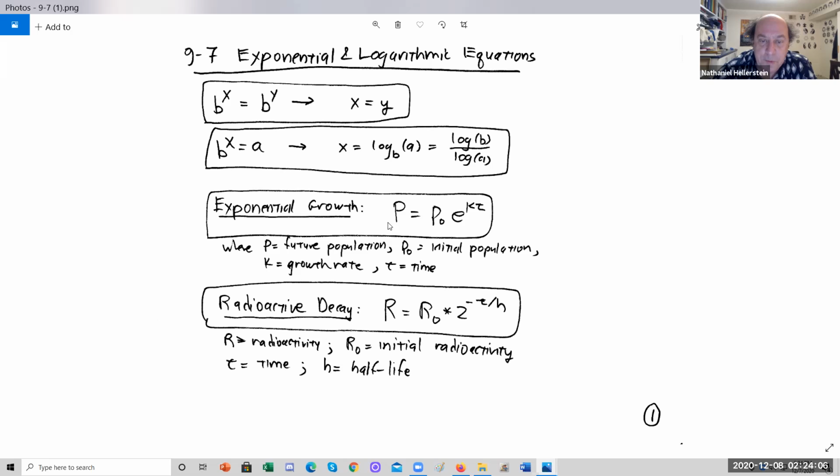Exponential growth. If P naught is the initial population and P is the future population, and K is the growth rate, and T is time in years, then P equals P naught times e to the KT.